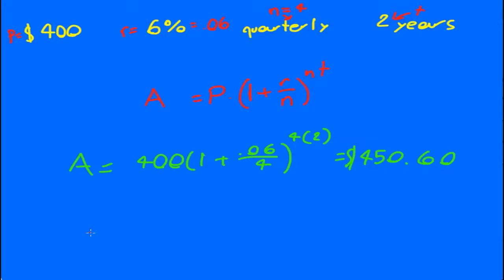Now, let's see. I'm going to show you how to do it when our investment is compounded continuously. Yeah, that's what I'm going to show you. So we have $10 invested at 12%, compounded continuously, after a period of 2 years.